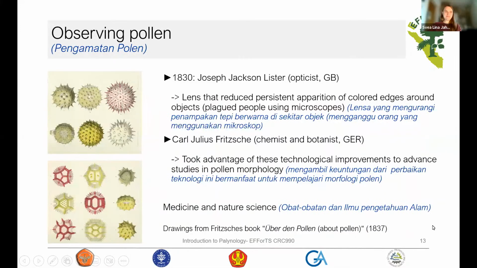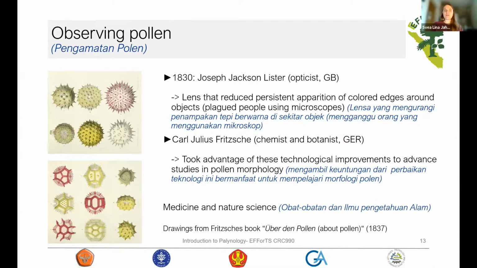Yeah, thanks. So when we want to observe this pollen, this basically started off in the 1830s, not with a palynologist or a botanist actually, but with an opticist, which was Joseph Jackson Lister. And he did not especially study pollen, but he actually figured out a problem that has bugged people who used microscopes for many, many years before.